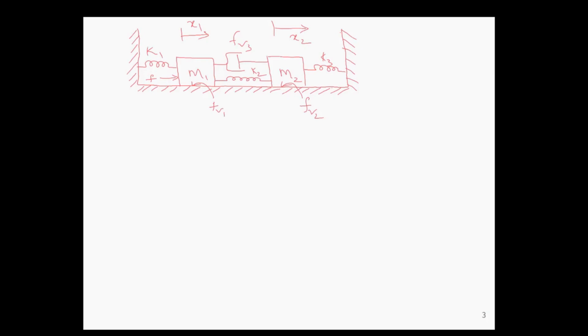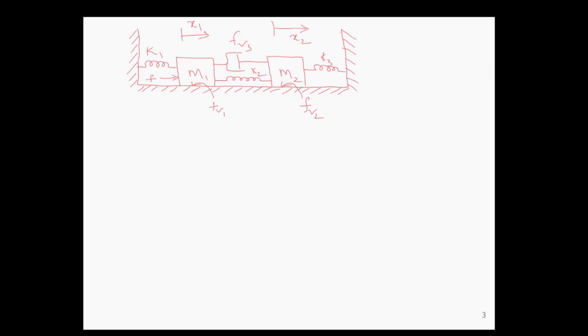There is also frictional coefficient FV1 between the mass M1 and the floor, and FV2 between the mass M2 and the floor. Sometimes it will be given in the question that it is smooth. At that time, FV1 and FV2 will be 0. Here, in this case, we have the frictional coefficients FV1 and FV2. And the force is applied on mass M1. Due to the force, M1 will be displaced by X1, and M2 will be displaced by X2.